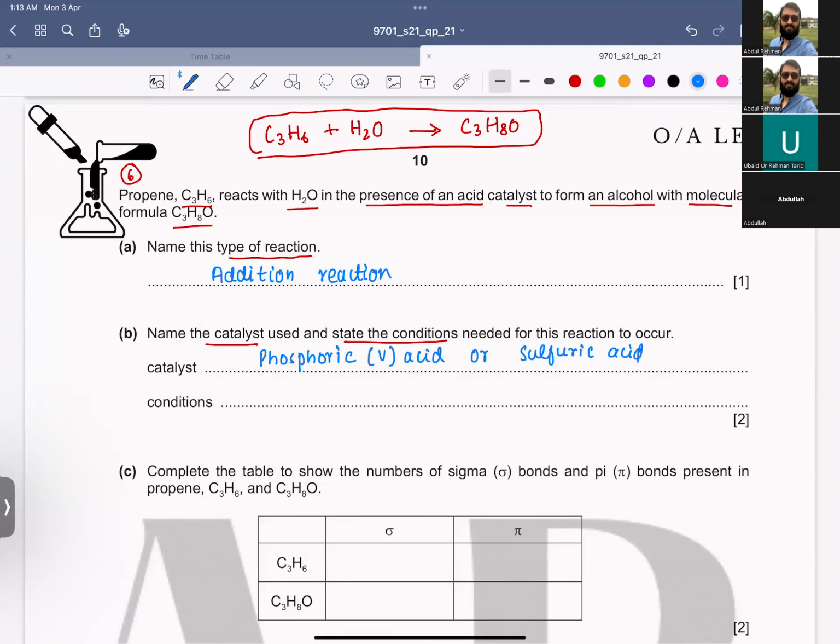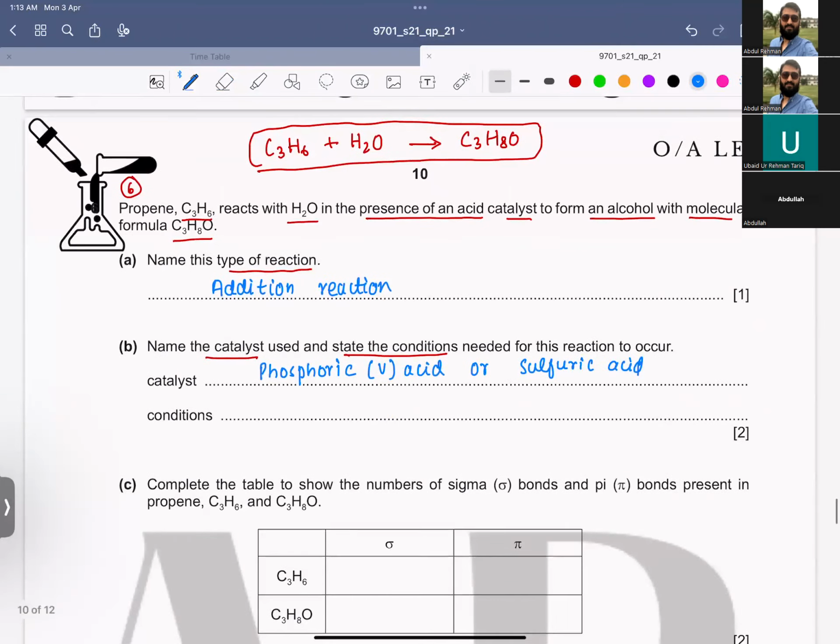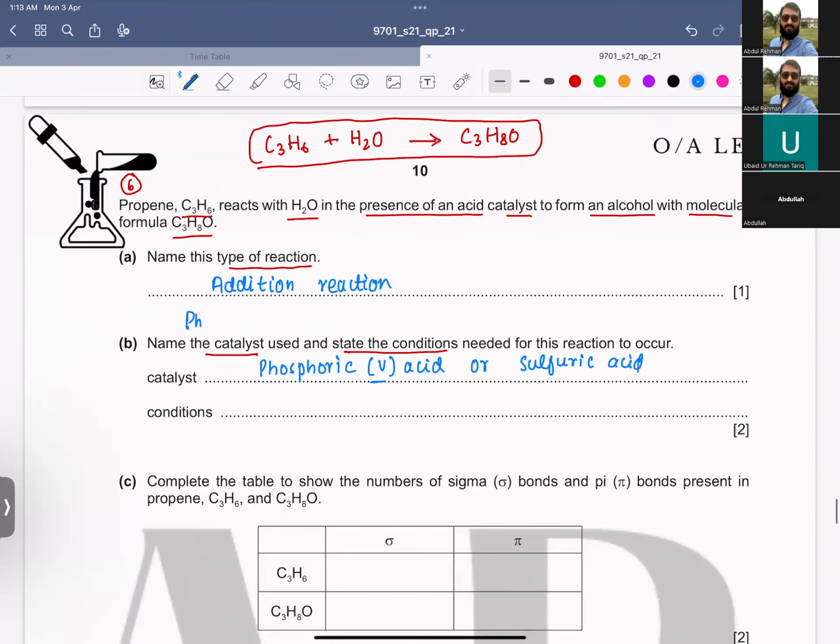Sir, is it necessary to write this (V) in phosphoric acid? I think if someone doesn't remember it, it's better to just write phosphoric acid. Then in the bracket write the formula. But I think phosphoric acid alone is more than enough. Okay.